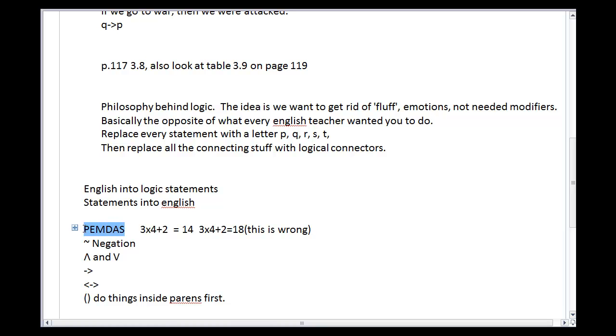Because it said PEMDAS: parentheses, exponents, multiplication, division, addition, and subtraction. What PEMDAS really lets us do is make sure that when you and I look at 3 times 4 plus 2, we both get 12 plus 2, which gives 14, because multiplication is more important than the addition. So I first do 3 times 4 and it gives me 12, then I add the 2 and get 14.